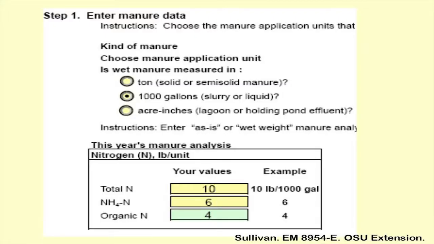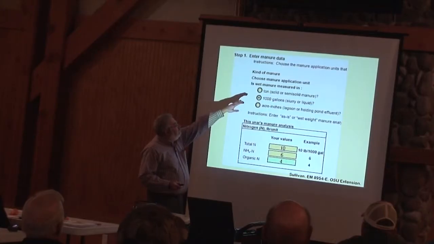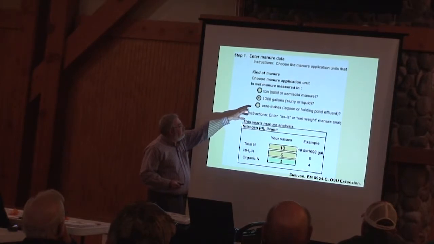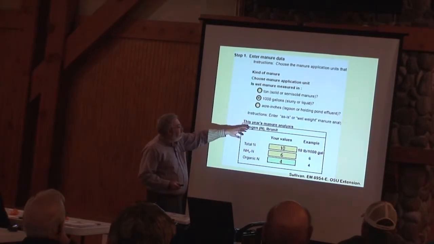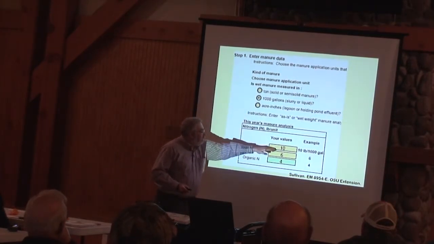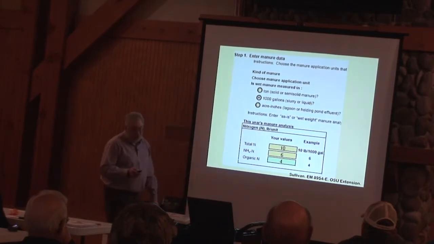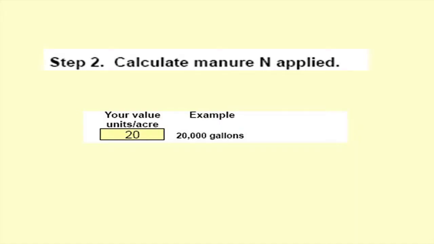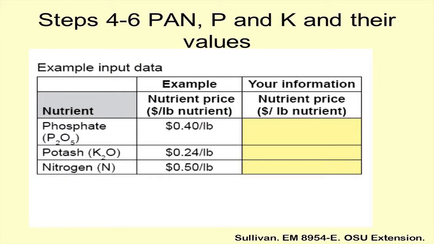Okay, this is what it looks like, and you just go through and put in what you're using. It's wet manure measured in 1,000 gallons of slurry or acre inches, depending on what you want to do. You just enter your numbers and work down through it, so it will calculate from those numbers. This is wanting to know how much is applied, in this case 20,000 gallons.